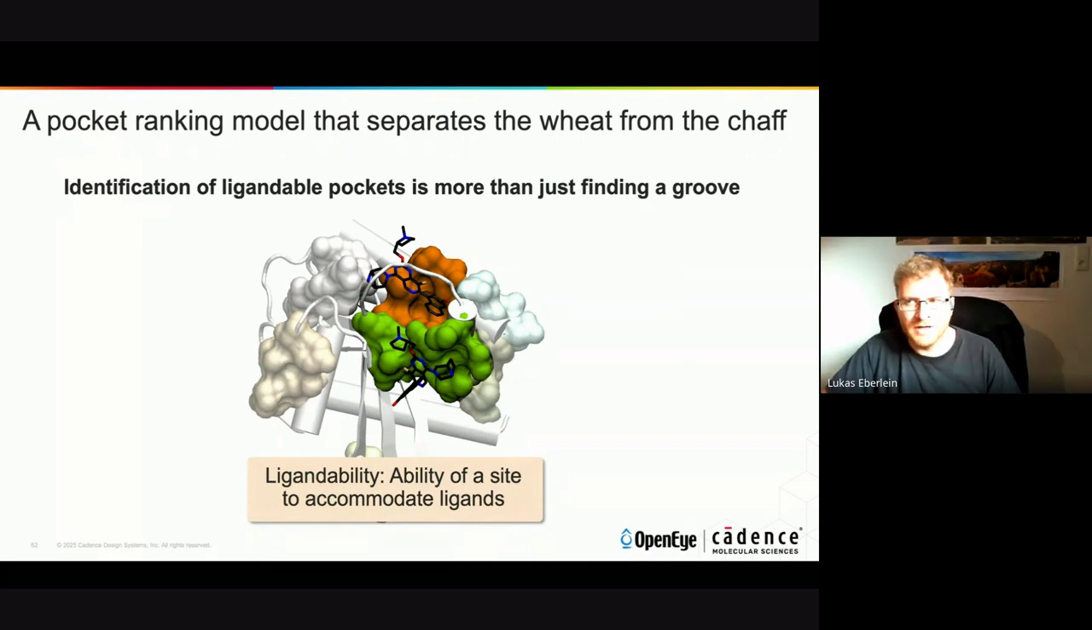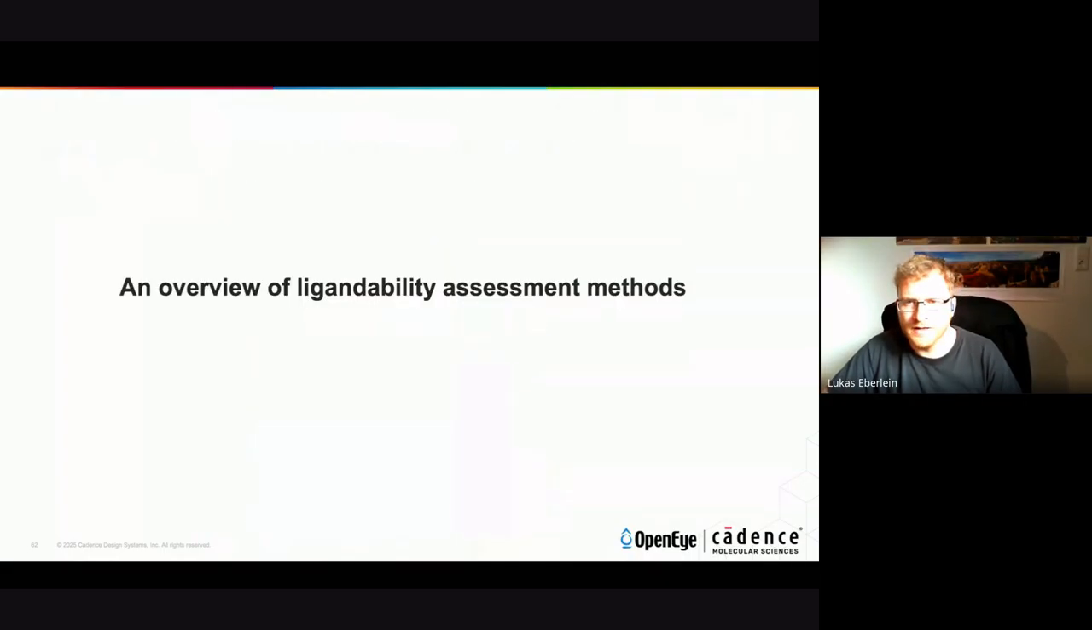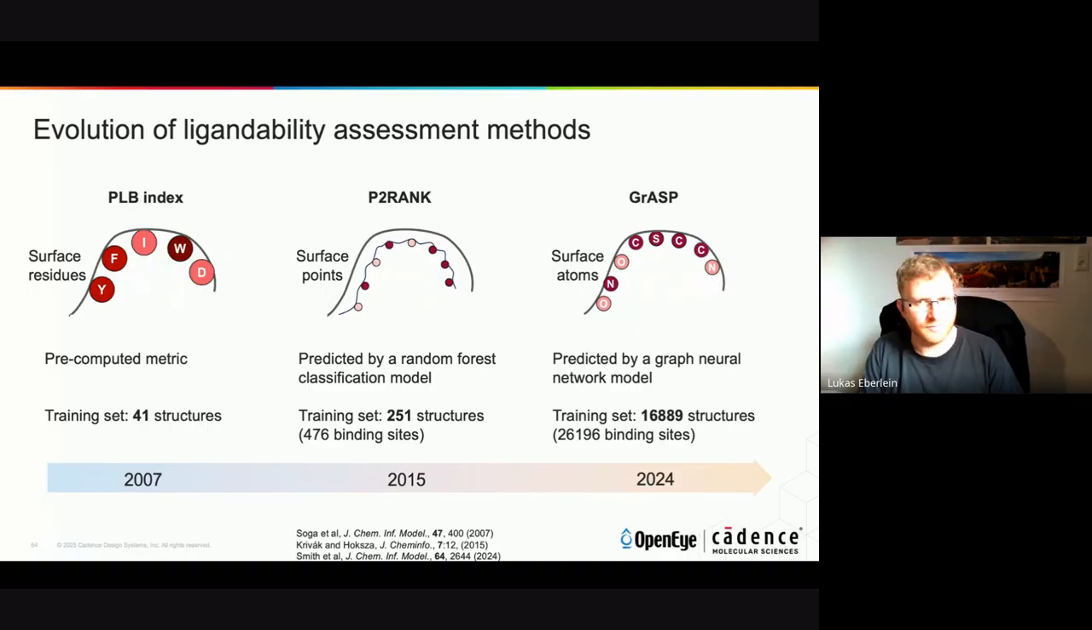We have been developing a model that gives you a sense that the pocket is more than just finding a groove on the surface of a protein. Before I go into the details of our model, I want to give you a very short overview about ligandability assessment methods, just to give you a better idea what our model does. A lot of work in the field comes from the recent years.